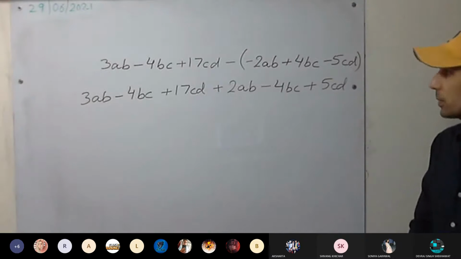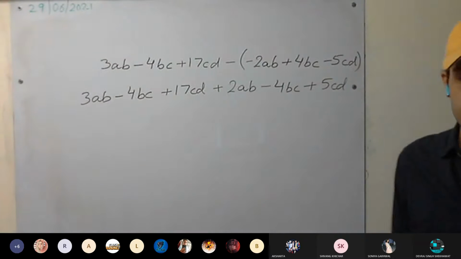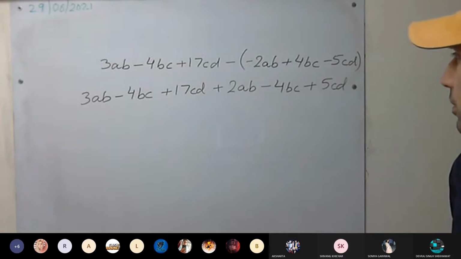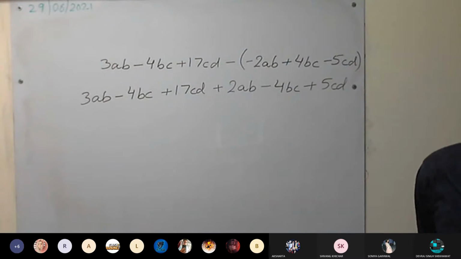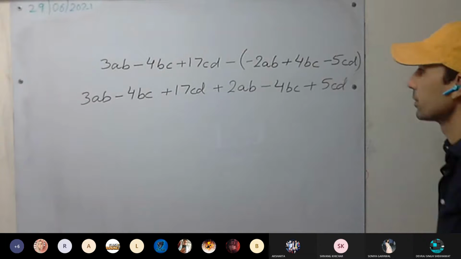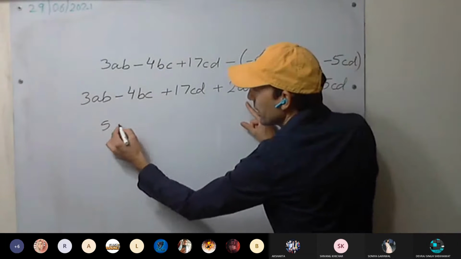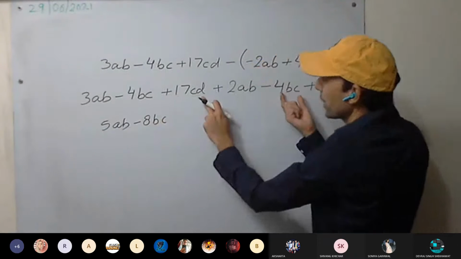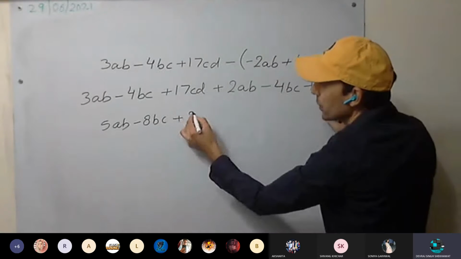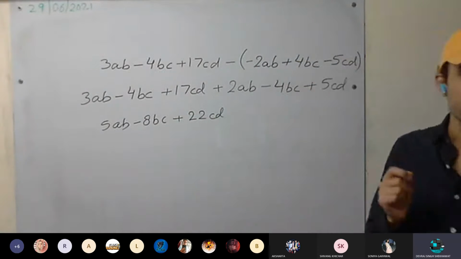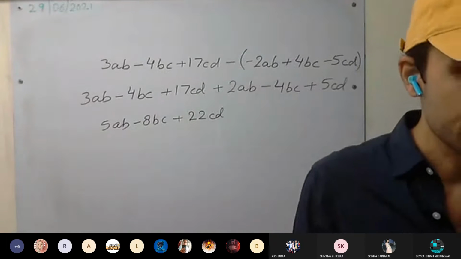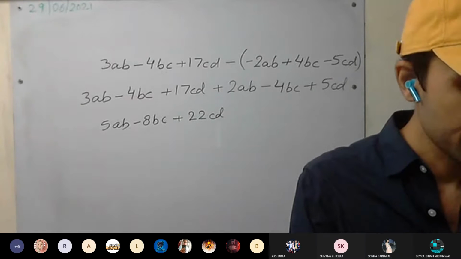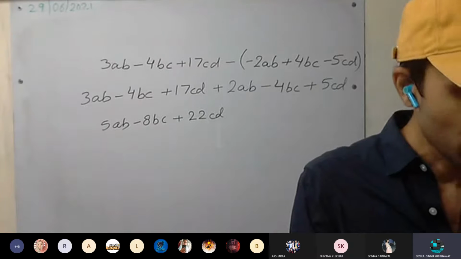Now add the like terms, operate the like terms and find the answer. 5ab minus 4bc minus 4bc is minus 8bc plus 17cd plus 5cd is plus 22cd. This is clear? Yes, sir. Fourth and fifth you can do as homework.